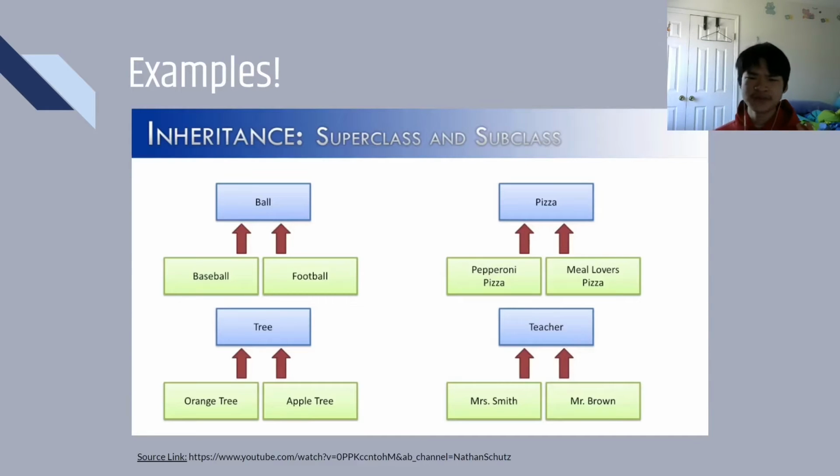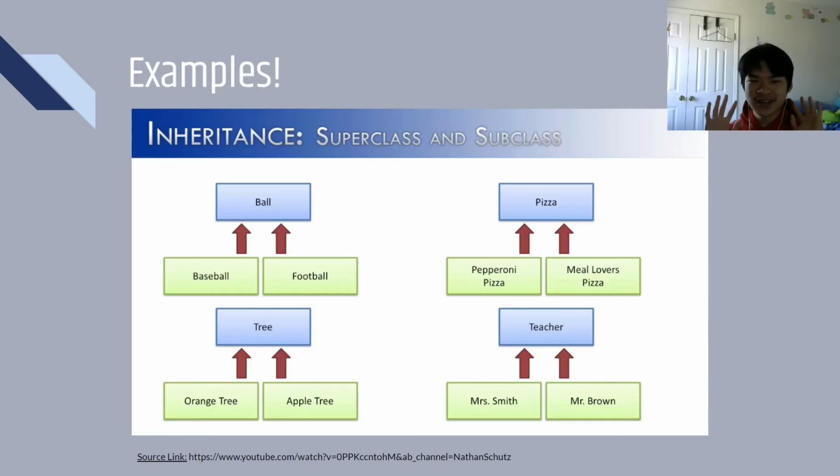Here are some examples of the relationship between superclasses and subclasses. So here we have a ball, and a subclass would be baseball or football. Here we have a superclass of pizza, pepperoni pizza, meat lovers pizza. I've never even heard of what that is. Anyway, you can read what's on the slides there, but here are some good examples. So you can think of it as kind of like a category and a subcategory.